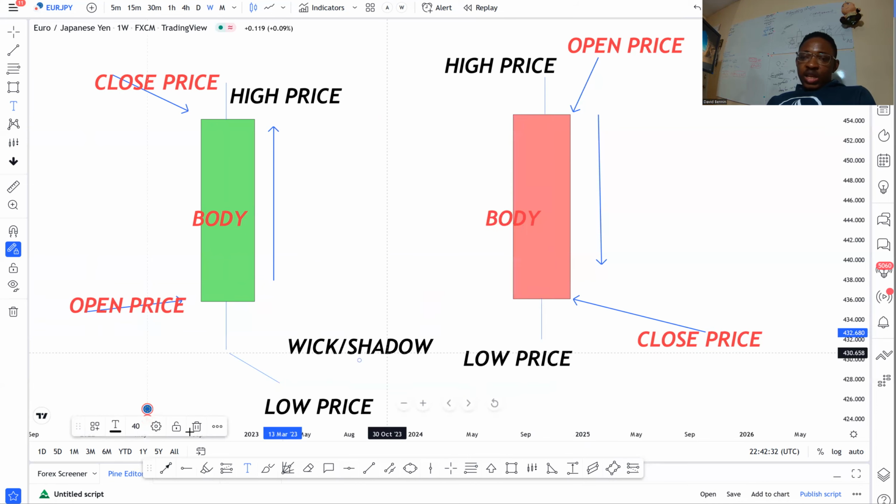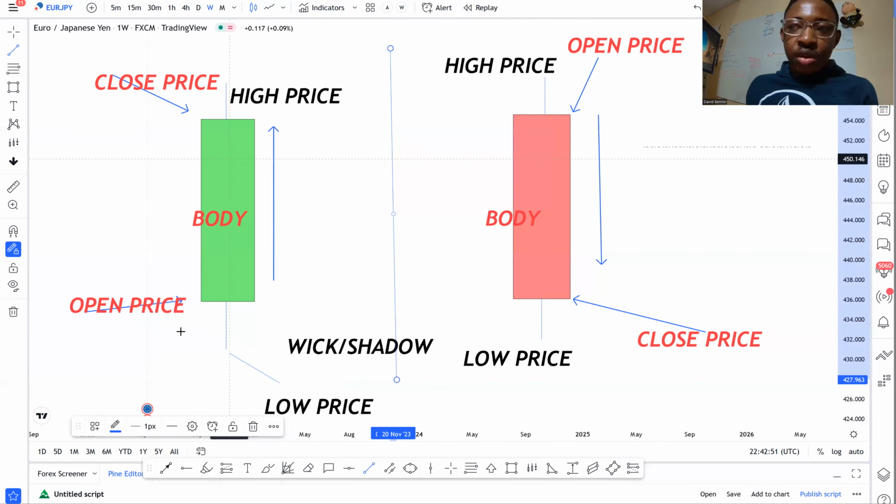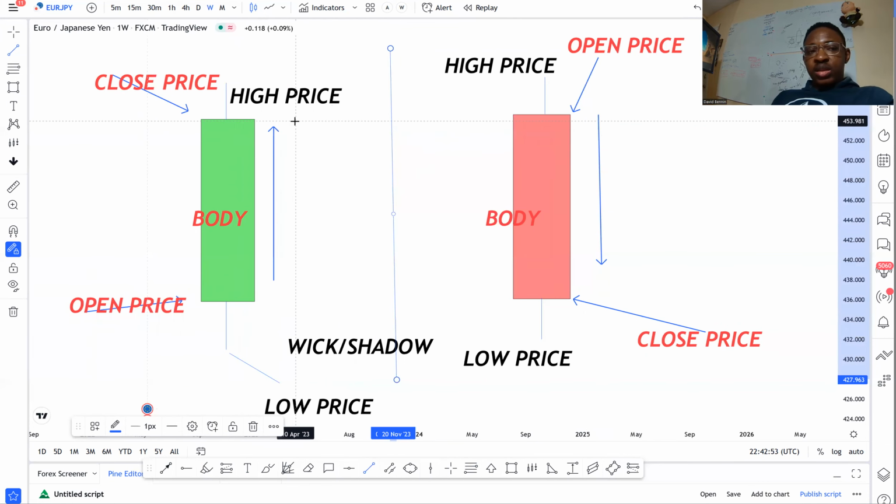So there are some candles that do not have wicks, because we can just start from here and go straight up, or we can have a wick at the top and no wick at the bottom, right? So this is how a candle looks like, and this is representing the bull team, and this is representing the bear team.